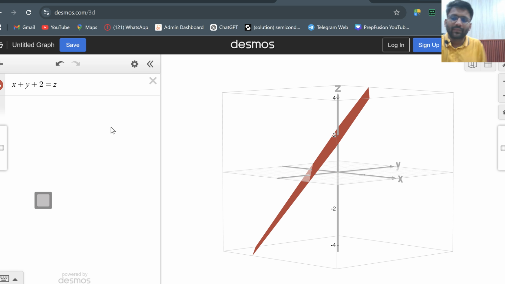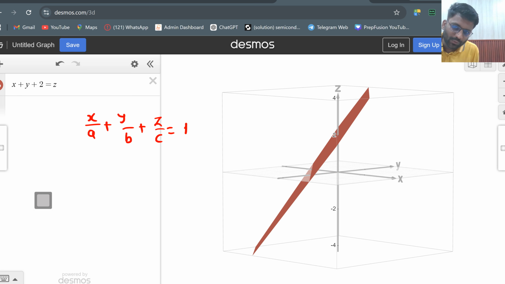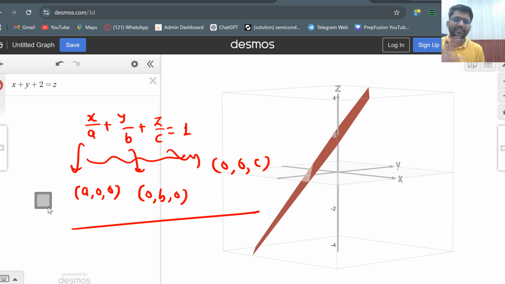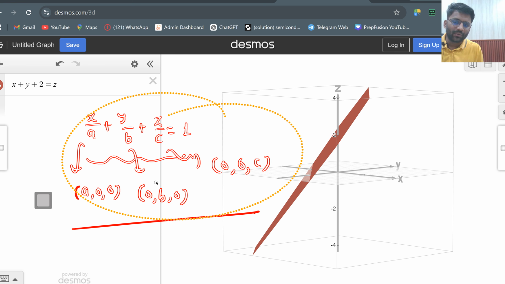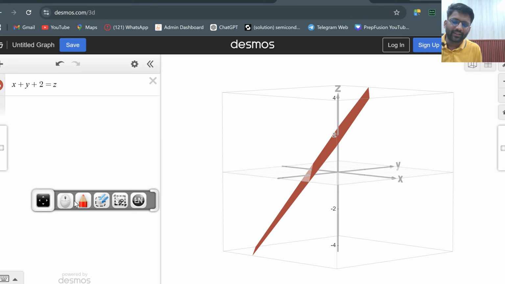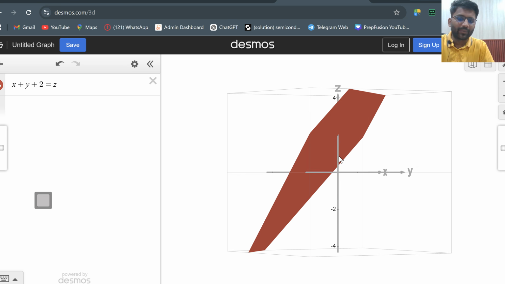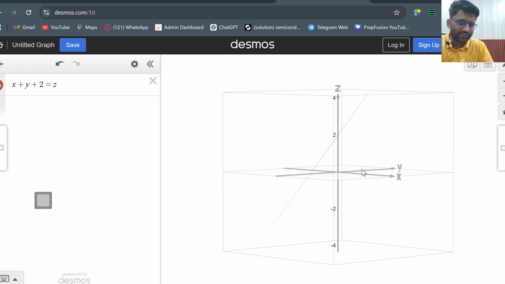So this is your general plane x by a plus y by b plus z by c equals to one. It will be cutting the x-axis at a comma 0 comma 0, the y-axis at 0 comma b comma 0, and the z-axis at 0 comma 0 comma c. Is that clear to you? So this kind of slanted plane we are having. Now again let me show it to you, a complete rotation from the upper side, downward side, and from this particular scenario as well you can see.